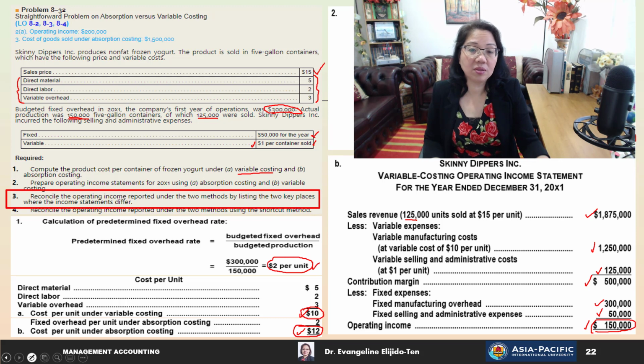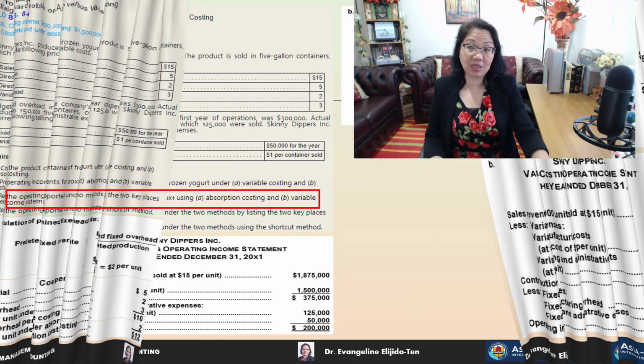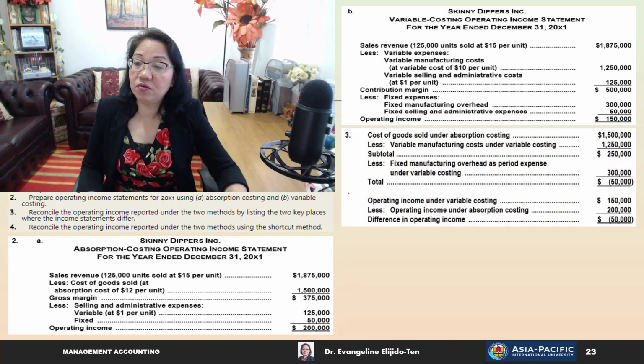Let's now go to requirement number 3. We are asked to reconcile the operating income reported under the two methods by listing the two key places where the income statements differ. We can see that, of course, the cost of goods sold is where it differs. Under absorption costing, we've calculated cost of goods sold as 1.5 million. Under variable costing, we've calculated the variable cost of goods sold as 1.25 million. Giving us a difference of 250,000.